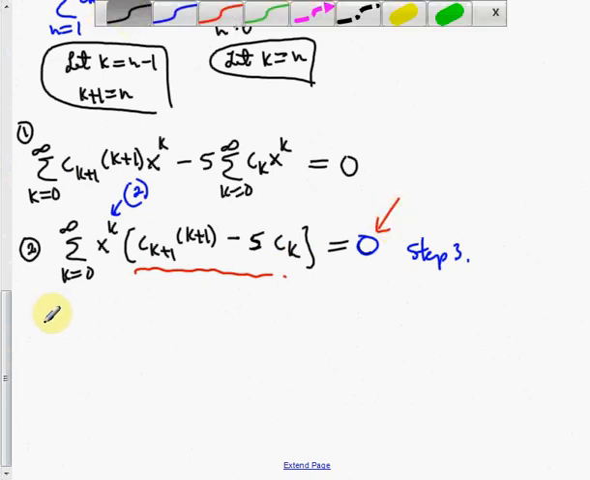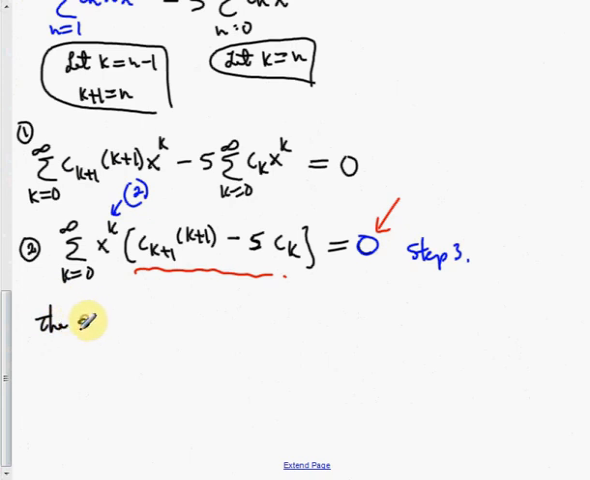Why is that? The solution is on the interval from 0 to positive infinity. That means that here x cannot equal 0. But something has to be 0 to make the summation equal to 0. So it has to be the terms here. So step number 4, we're going to get a formula for c sub k.